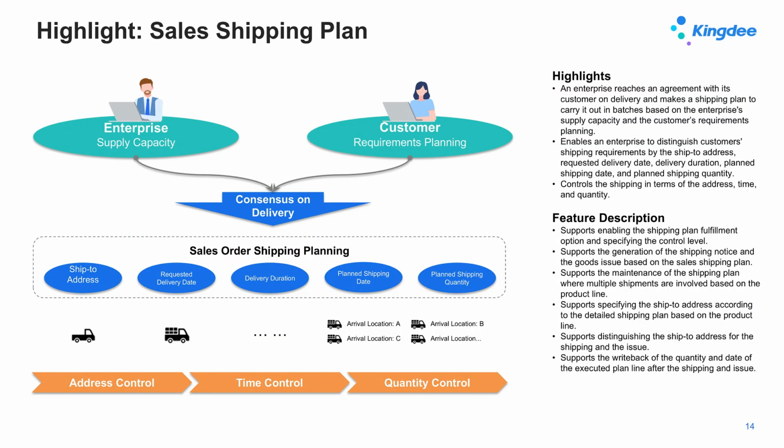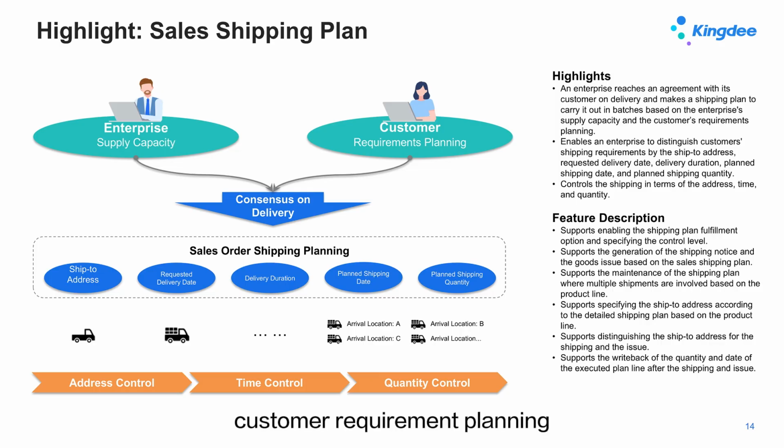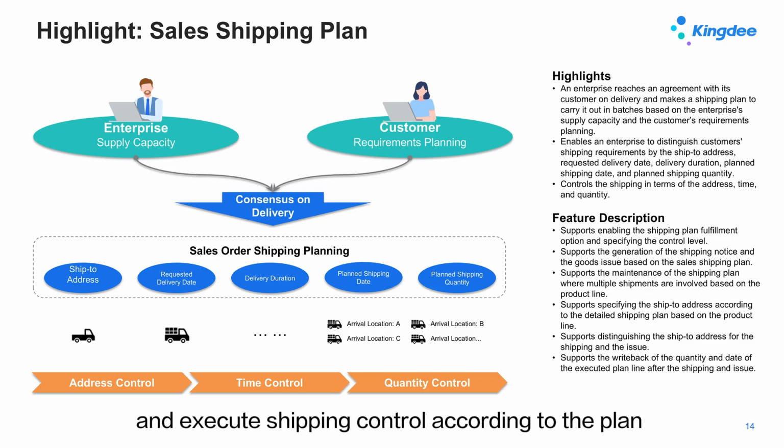Sales shipping plan. This feature allows you to make a shipping plan based on your supply capacity, customer requirement planning, and the consensus on delivery with the customer. You can prepare a shipping plan based on dimensions such as customer ship to address, requested delivery date, transportation duration, and requested quantity, and execute shipping control according to the plan.